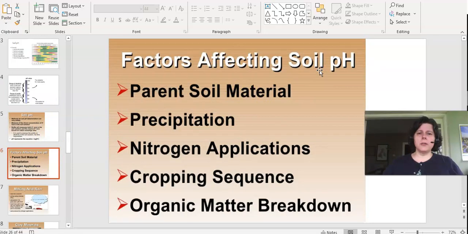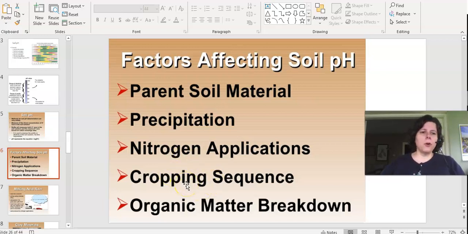Factors affecting the soil pH: first is the parent material. So what are you starting with? Remember we talked about soils being formed from basic materials and then developing over thousands of years. So whatever that rock, that R horizon is, will impact it. How much rain and precipitation do we have in the area? A lot more weathering can occur that way. If you're applying nitrogen, nitrogen is going to impact it and change the concentrations and the pH of the soil.